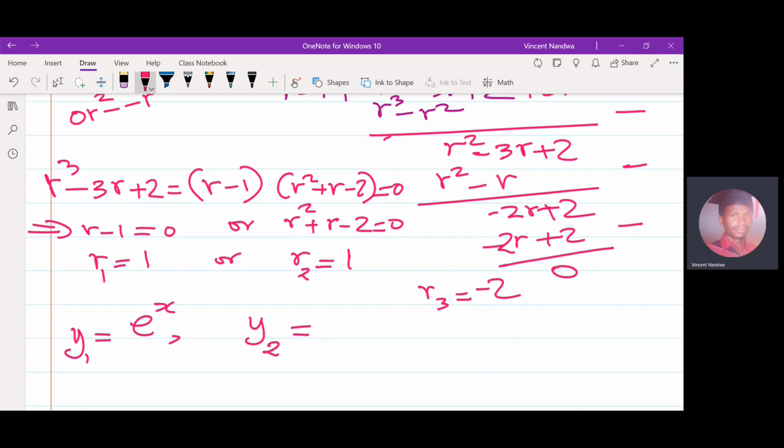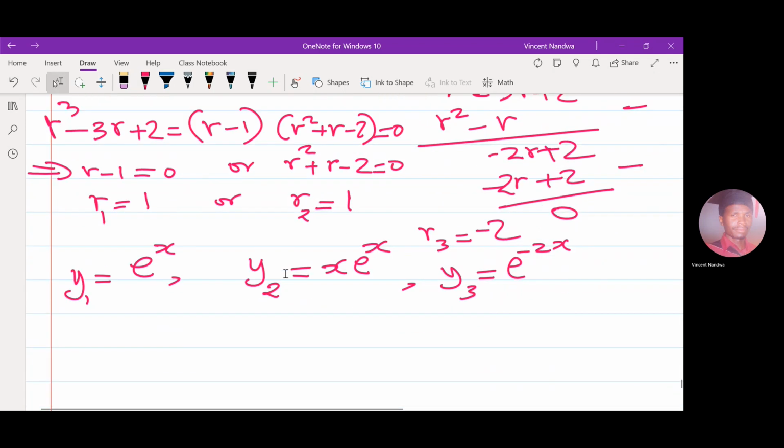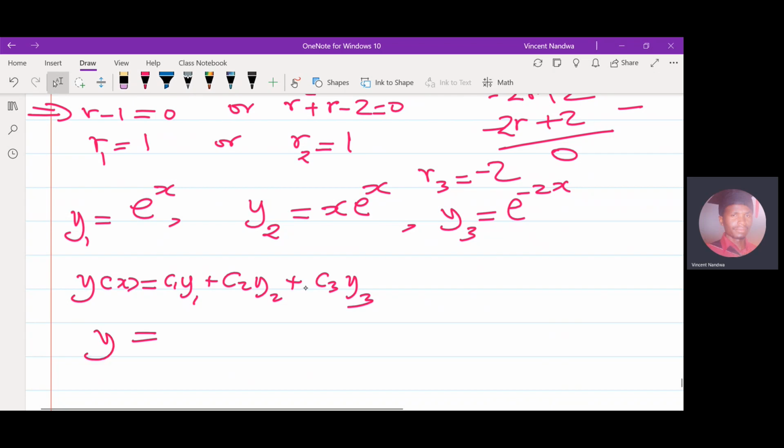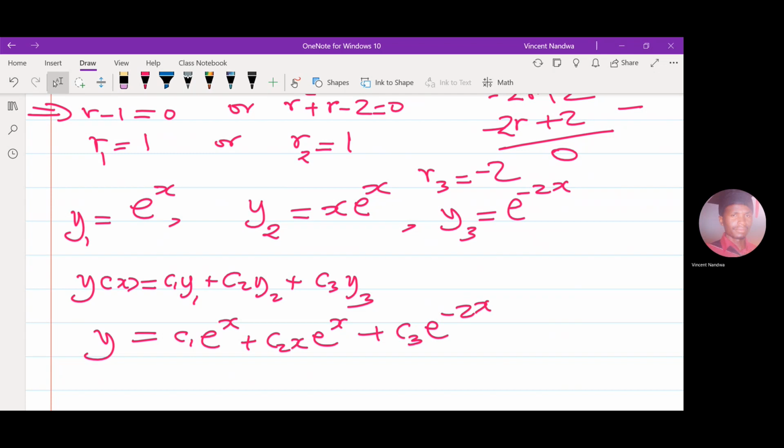No, remember r1 and r2 are repeated, so we have to multiply that by x. We need 2 independent solutions. And what is y3? E power negative 2x. So y of x is c1y1 plus c2y2 plus c3y3, which will give us y is c1 e power x plus c2 x e power x plus c3 e power minus 2x. And you get your 2 marks. So that's how we're supposed to solve that.